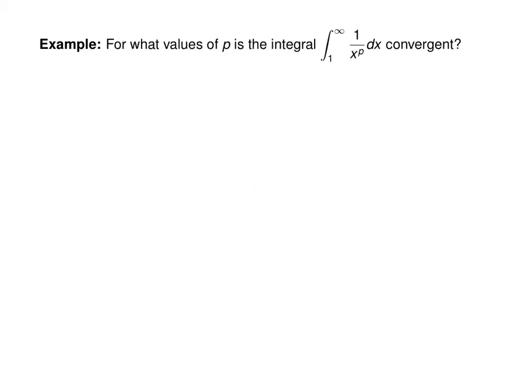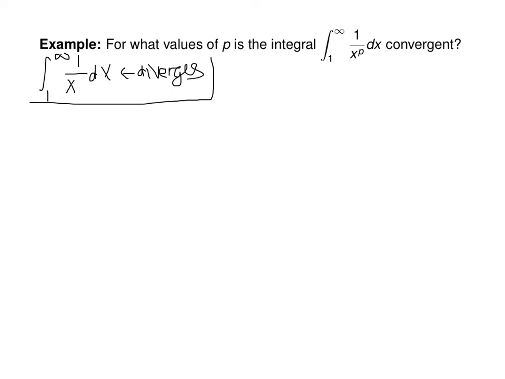Alright, next let's determine for what values of p is this integral convergent. So when does it equal a number? So we already, in an earlier example, examined the case from 1 to infinity of 1 over x dx. We know that this diverges. So we are going to start by assuming that p is not equal to 1 in that case.